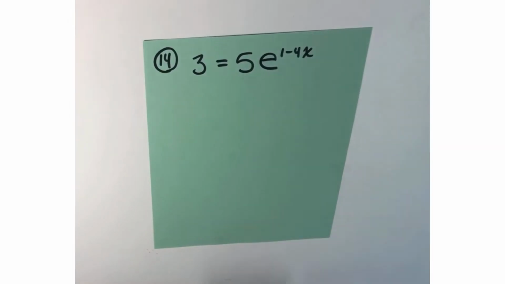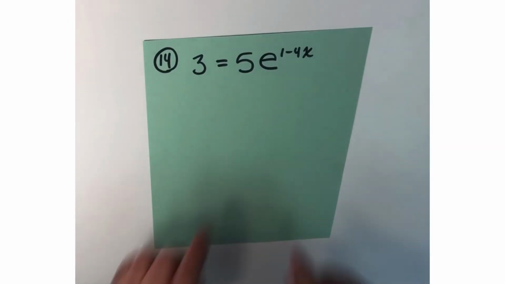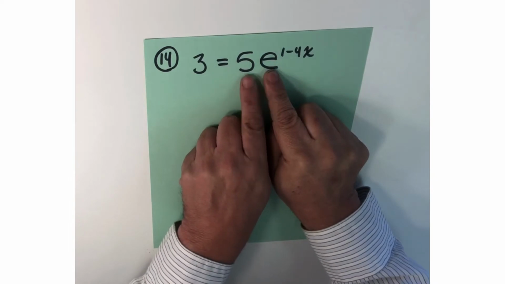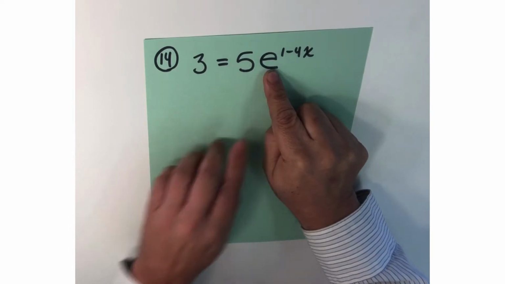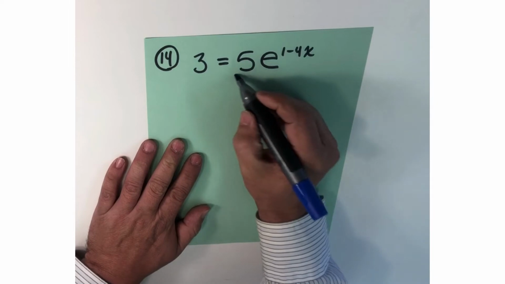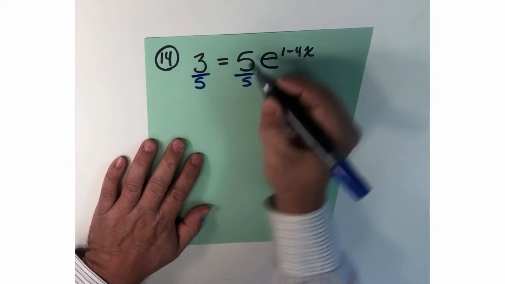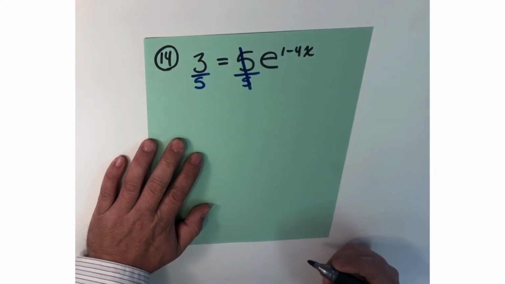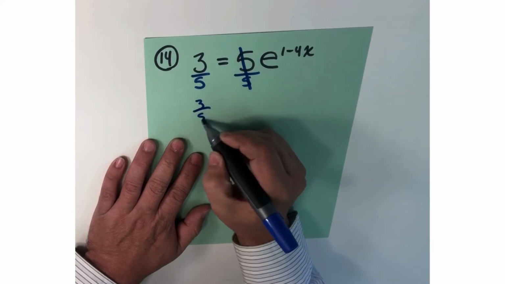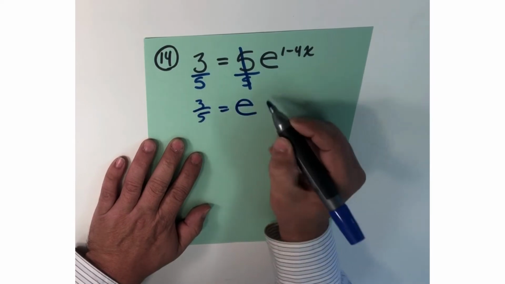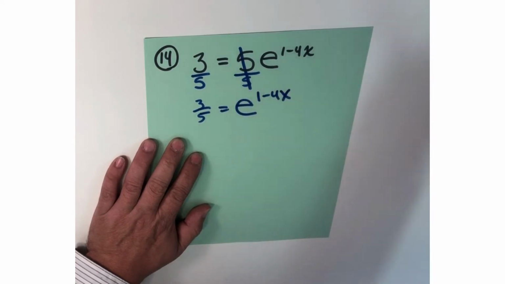Let's try it again with another e here until we get the hang of this e business, right? Okay, here's one more e. I need the e by itself here. That means I gotta get rid of this 5 that's in my way. So let me get rid of it by simply dividing by 5, and now it's gone. So now I have 3/5 is equal to e to the 1 minus 4x.